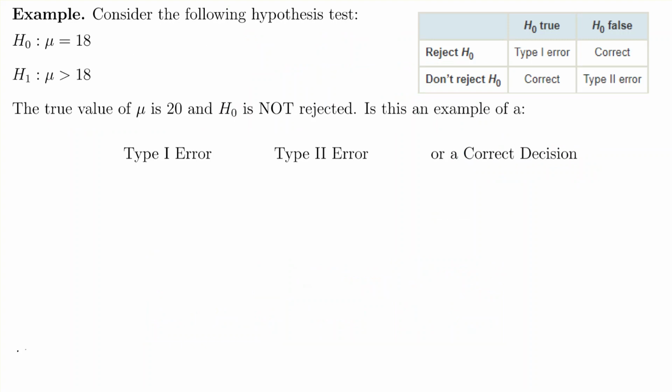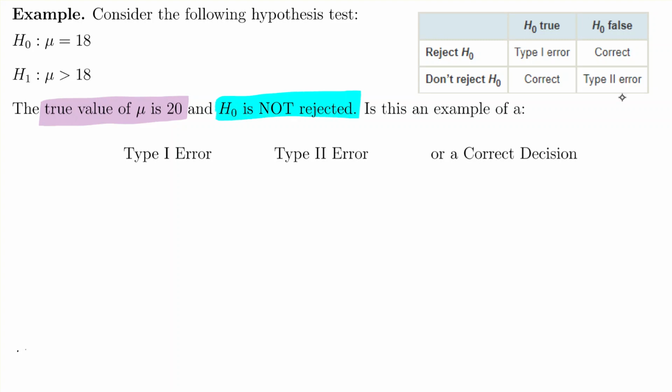Now I'm going to read through this next one, and I want to give you a few moments just to think about it on your own, and then we'll go through it as we did the last one. Consider a hypothesis test. We have our null hypothesis, mu is equal to 18. Our alternate hypothesis is that mu is in fact greater than 18. Now we've been told this extra bit of information. We've been told the true value of mu is actually 20. Normally we don't have this, but we've been told this extra piece so we can make sense of things here. And when the test was run, it ended up that H0 was not rejected.